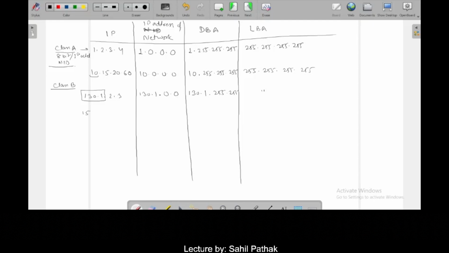Similarly, let's take one more example. Let's say 150.150, let's say this is the example. Again, because 150 is an IP address from class B, you can see by looking at the first octet and finding the range. You already know that the range of class A is 1 to 127, and class B is 128 to 191. So because 150 is in the first octet, this will be a class B address, and in class B we have 16 network ID bits and 16 host ID bits.